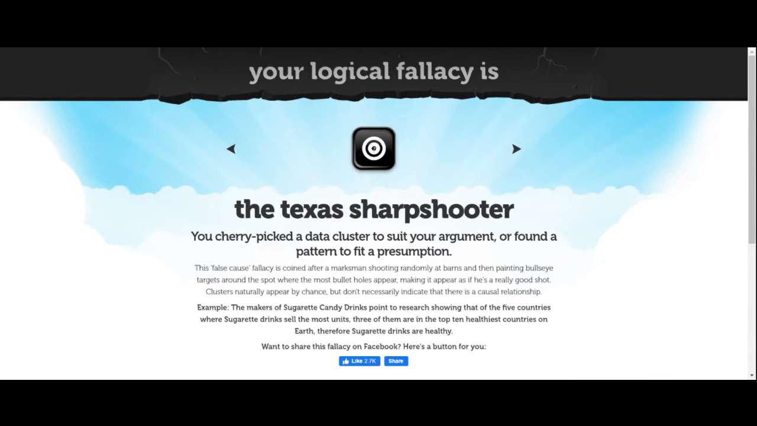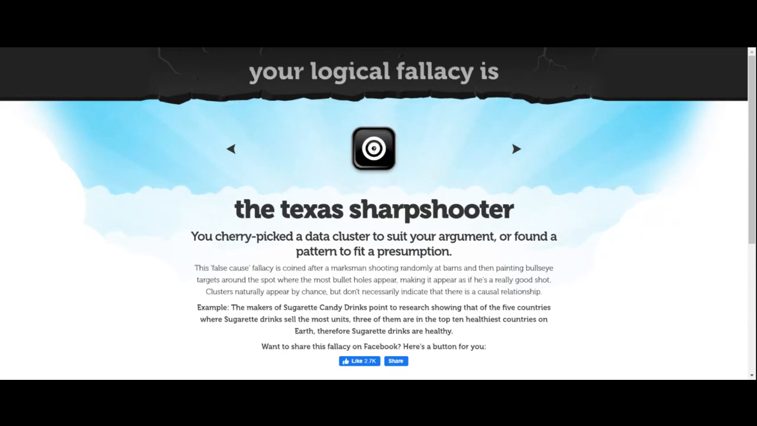This is actually going to get mentioned next week. I'm going to talk about the Texas Sharpshooter Fallacy. Okay. You commit this when you cherry pick a data cluster to suit your argument or find a pattern to fit a presumption. Okay. It's part of a category of fallacies called false cause.